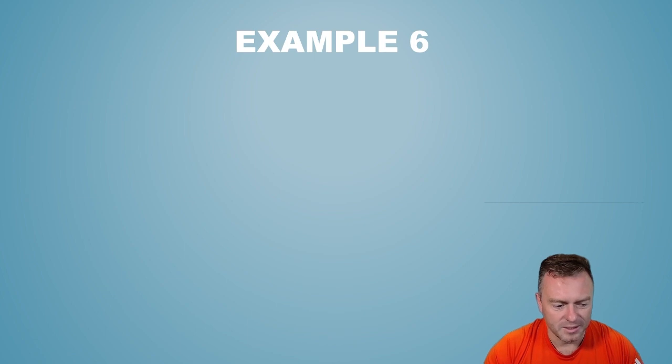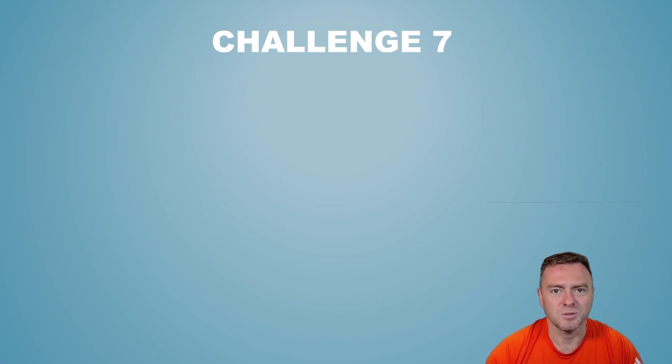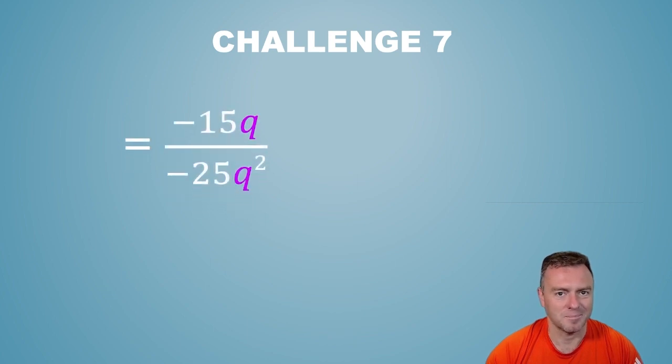So example number 6, here we go. We've got 3x divided by negative 6. Hopefully we've picked up the pattern. You can divide both the top and the bottom by 3. So you're left with negative x on 2. So just pause the video, have a go and see if you can do this one.